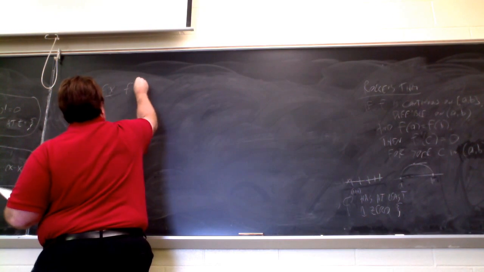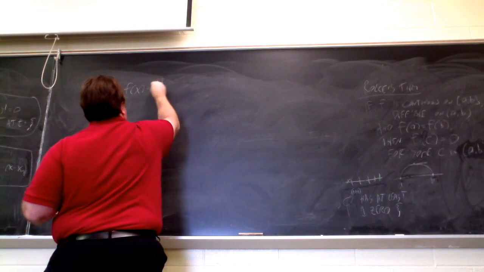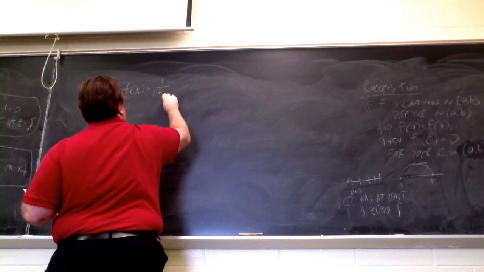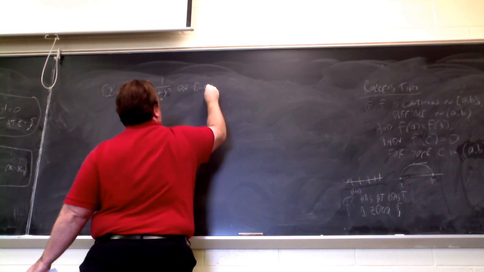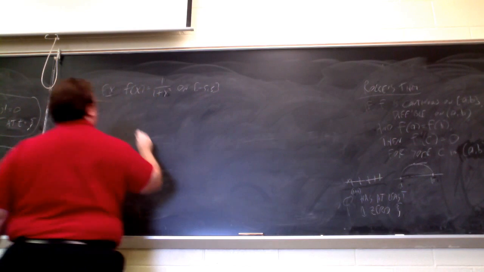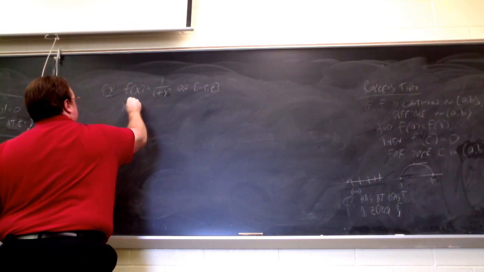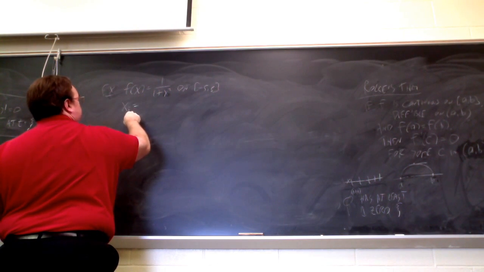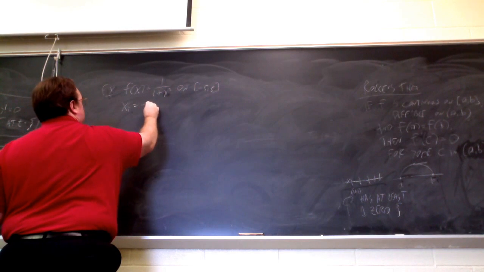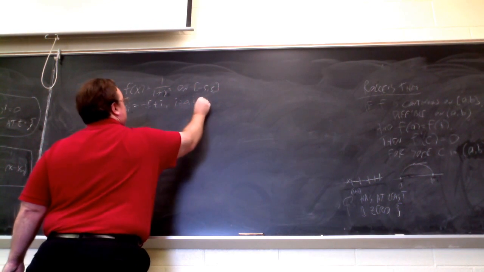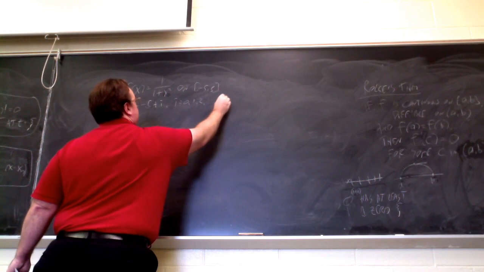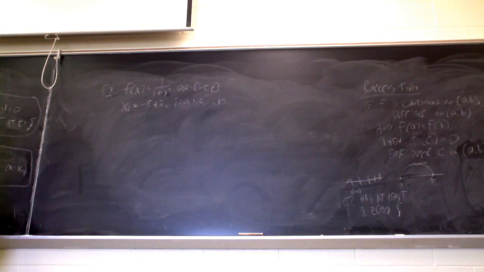I'm going to let my function be 1 over 1 plus x squared, and I'll look at that on the interval from -5 to 5. I'm going to set my x values to just be the integers from -5 to 5. So I'm going to have 11 points altogether, so my interpolating polynomial is going to have degree 10.